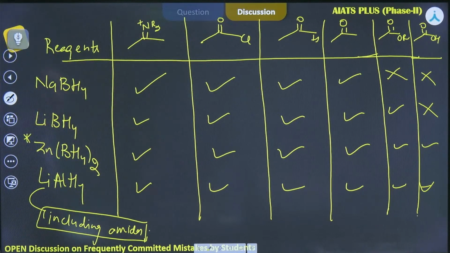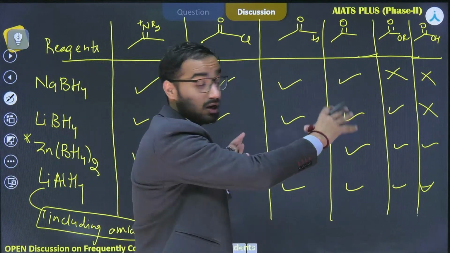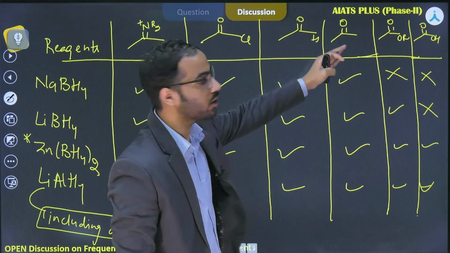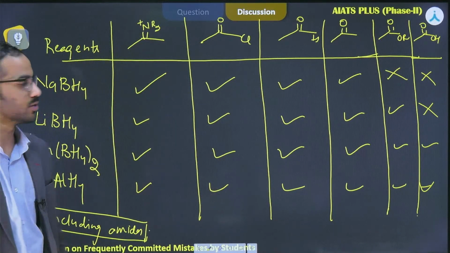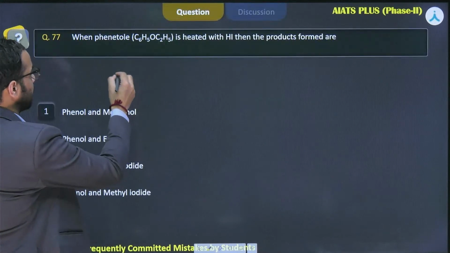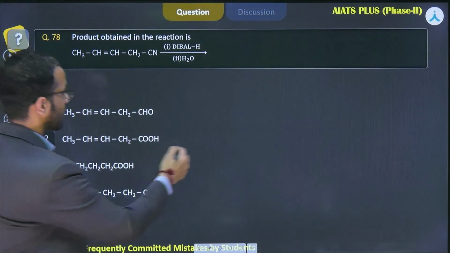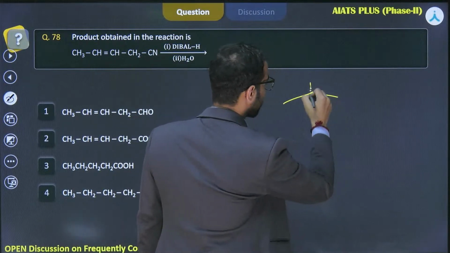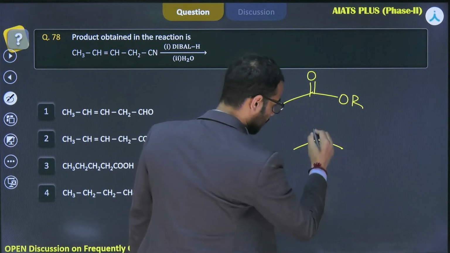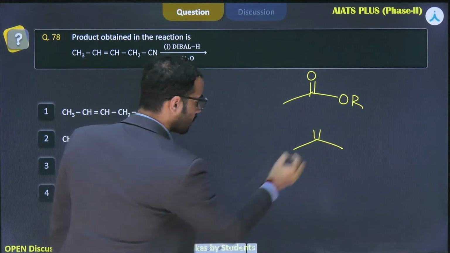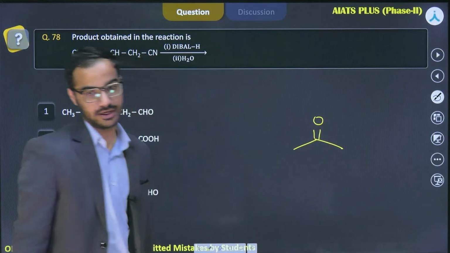So let us get back to why LiBH4 will attack, or reduce, the ester portion but will not reduce the acid portion. What is the difference between NaBH4 and LiBH4? Let us say you have an ester, O, OR, and an aldehyde. Let us take an aldehyde over there.